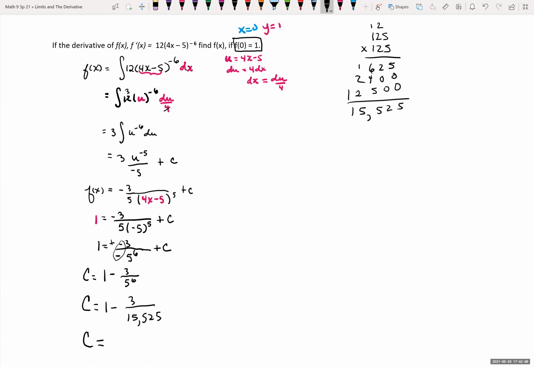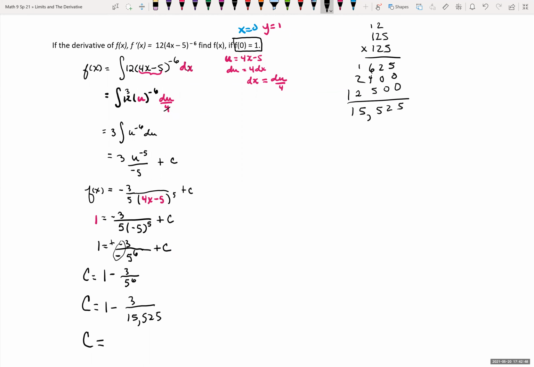So f of x is equal to -3 all over 5, parentheses 4x to the -5 power raised to the 5th, plus c. So plus 15,622 over 15,625. So there's a, let me just look real quick.